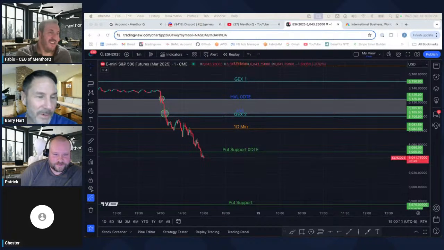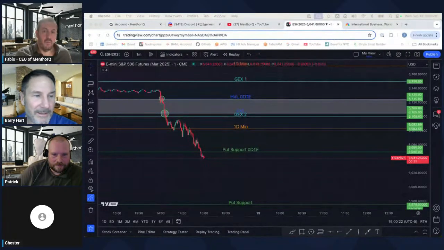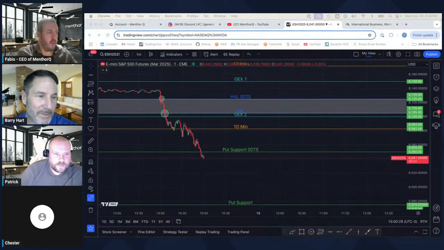And then, of course, if it goes above put support, I'm already long because I'm short puts, and I'll be out. So I'm going to be buying, and I'm just a little guy, but maybe that's what everybody else is going to do. That's what market makers are going to have to do.